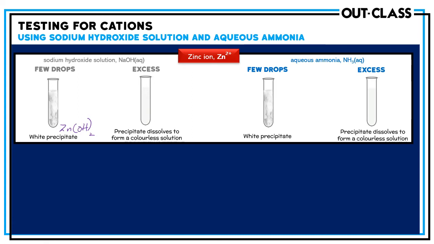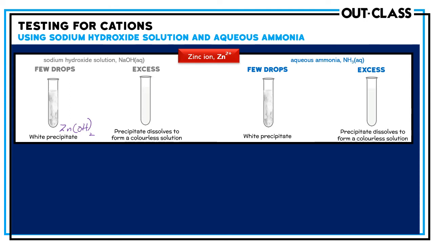If the precipitate dissolves in excess of alkali, then it could be zinc or even aluminium. As you will see, aluminium ion also makes white precipitate with sodium hydroxide, and its precipitate also dissolves in excess of sodium hydroxide to make a colorless solution. When precipitate dissolves, then you have to tell the color of the solution as well. Okay. Then we perform the same test with aqueous ammonia.